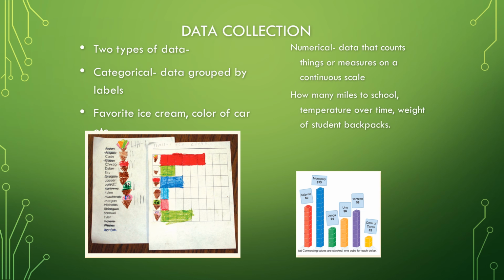So next we move to data collection. So basically we can collect data by categorical methods, so they're grouped by labels, or we can collect data in a numerical fashion that actually counts numbers. So you can look at the different types of data that we can collect here and how they might look.